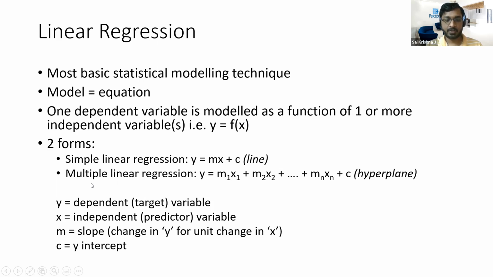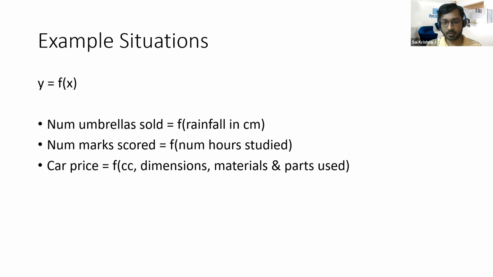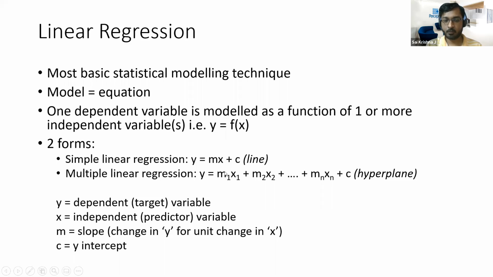And the other form of the linear regression is what we call the multiple linear regression, which is like m1x1 plus m2x2 up to mnxn, based on how many coefficients you have in your data. So for example, if you see the third example here, we have 1, 2, 3, 4 x variables, right? So this will be m1x1 plus m2x2 plus m3x3 plus m4x4 plus the c. And this is what we call the hyperplane equation.